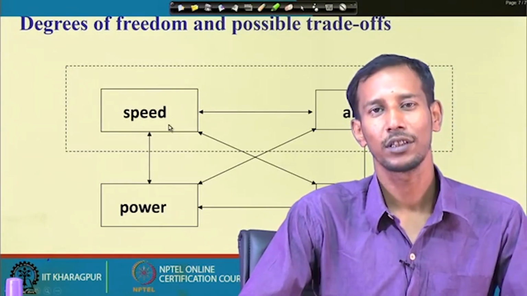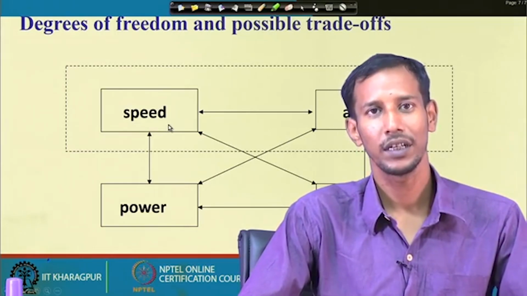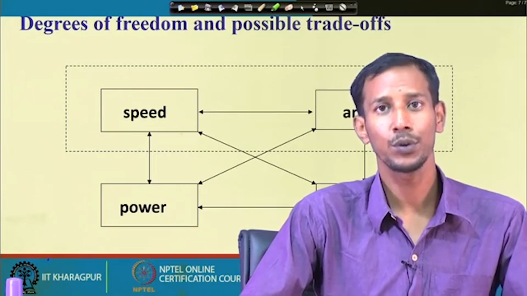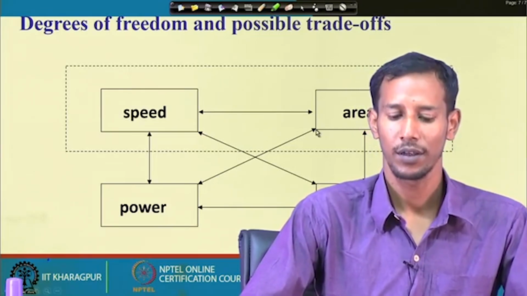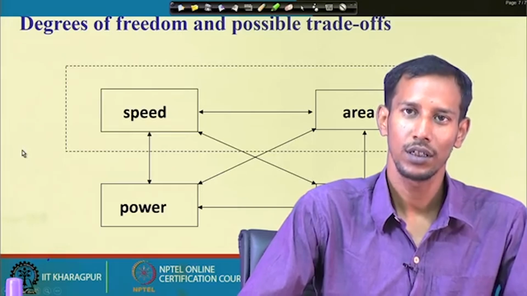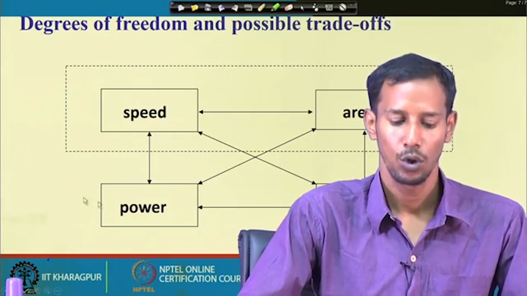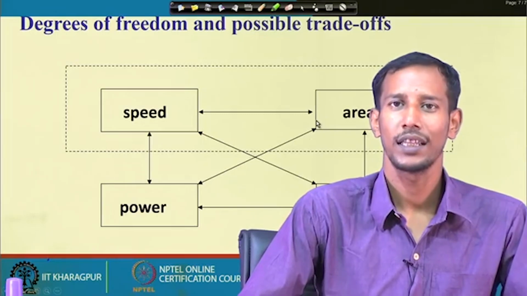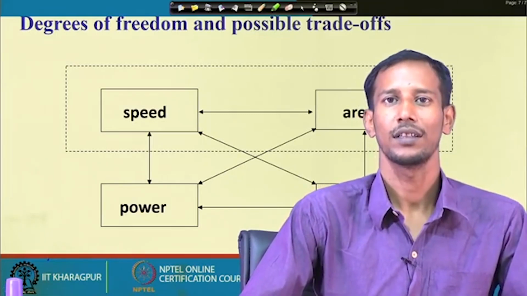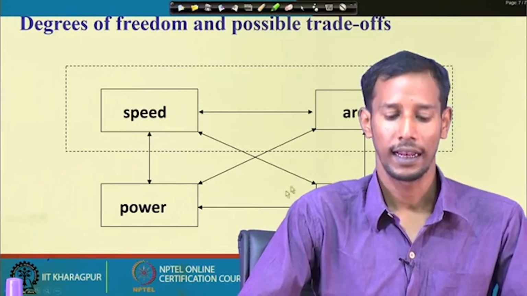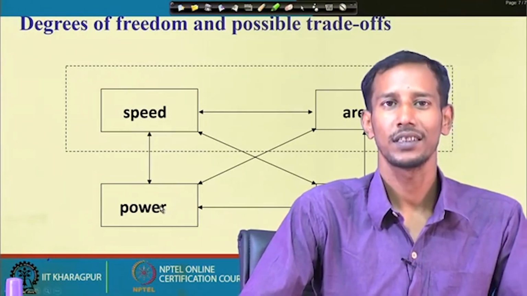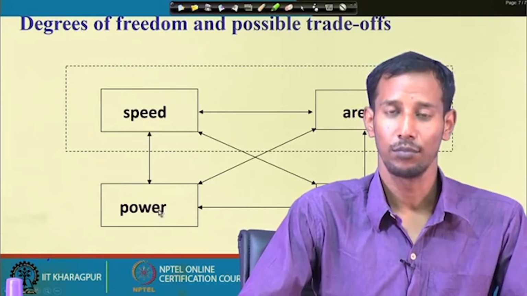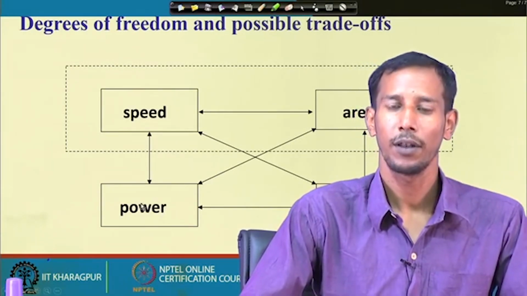Either you can go for speed: if you increase the speed, you have to lose area, or if you reduce the area, you have to lose speed. But in area and power, if you reduce the area, obviously you can save power. And speed-wise, if you increase the speed, obviously you will require more power.